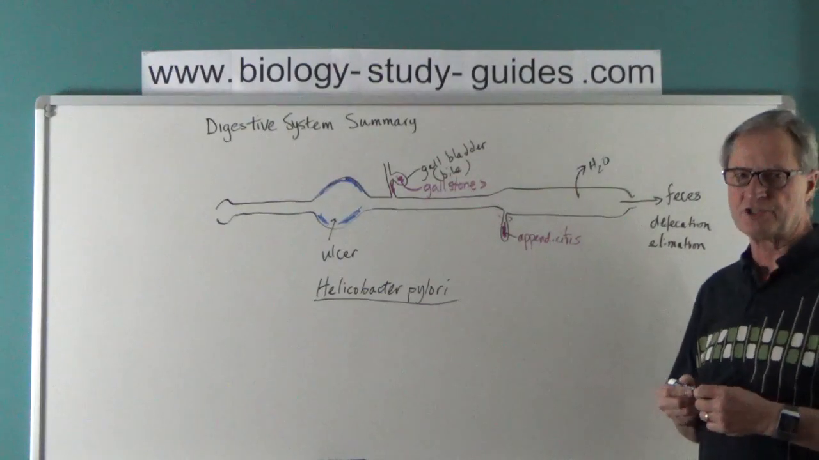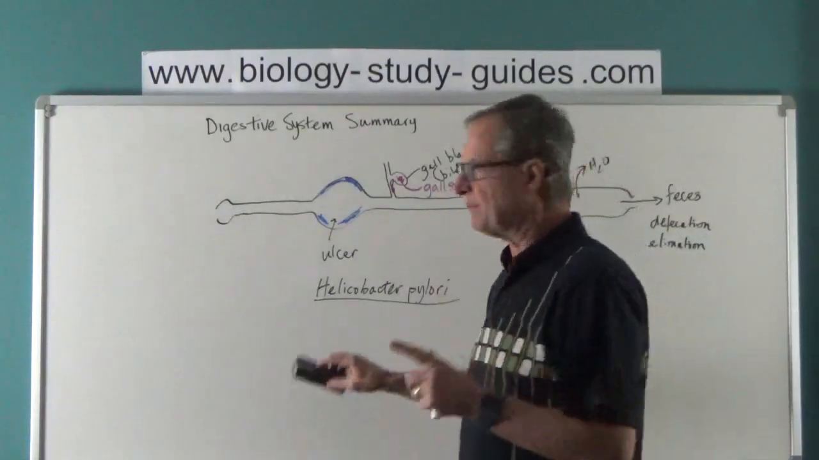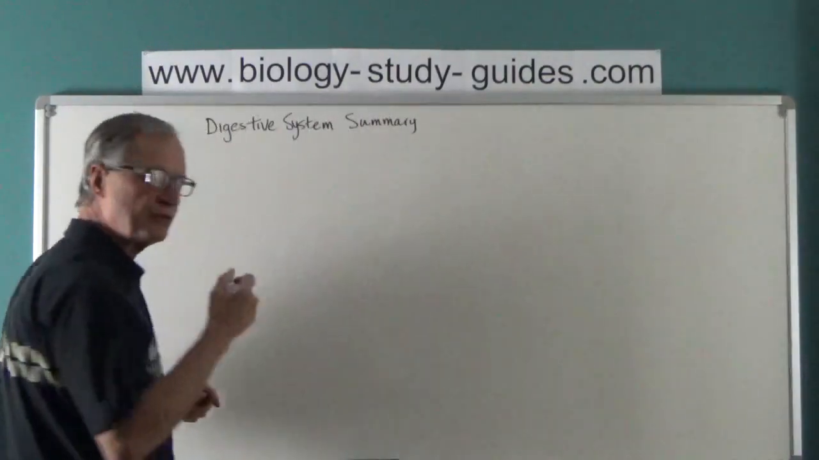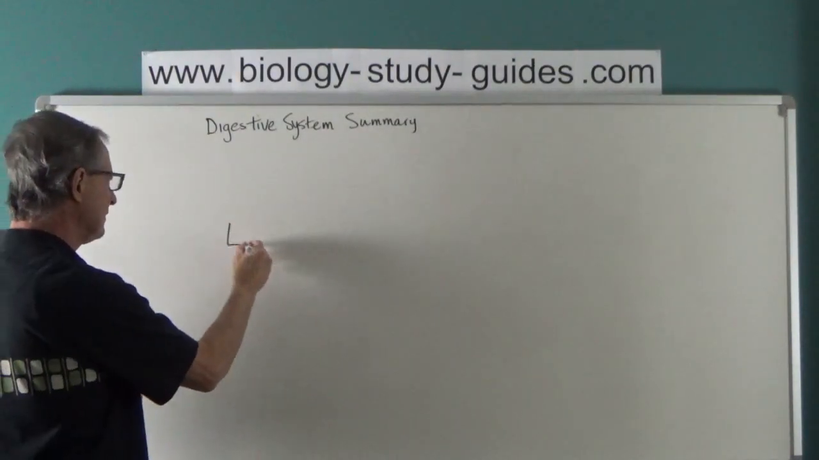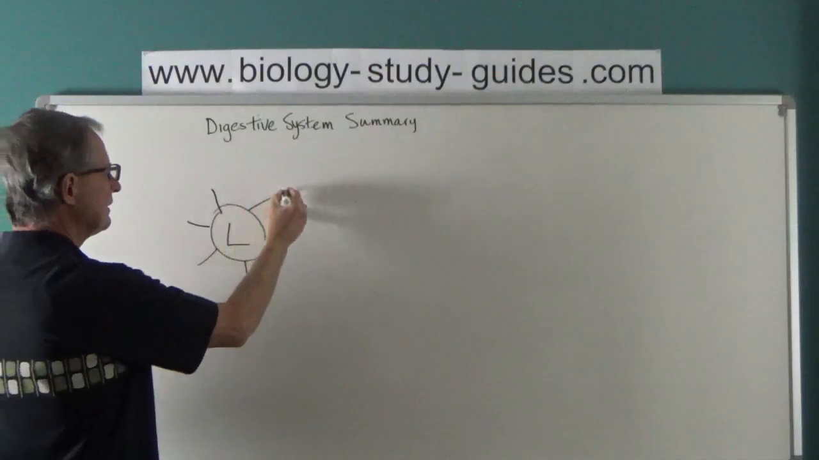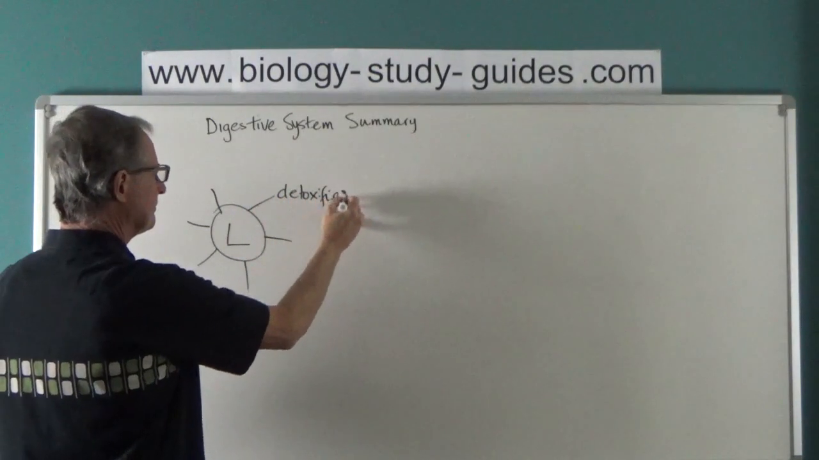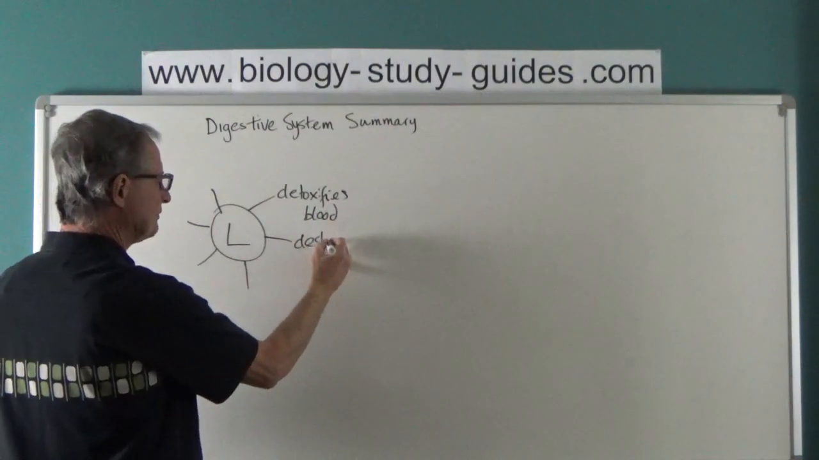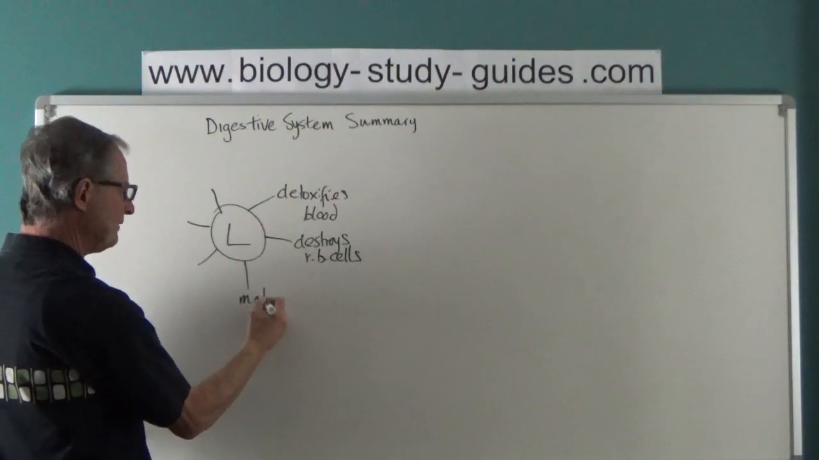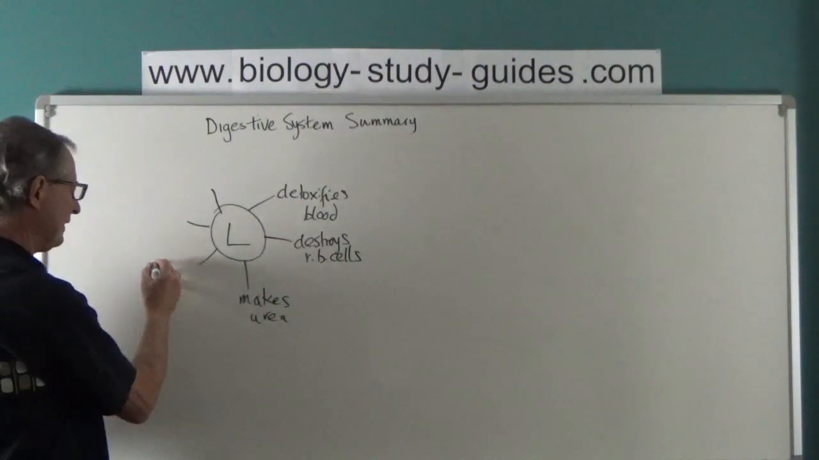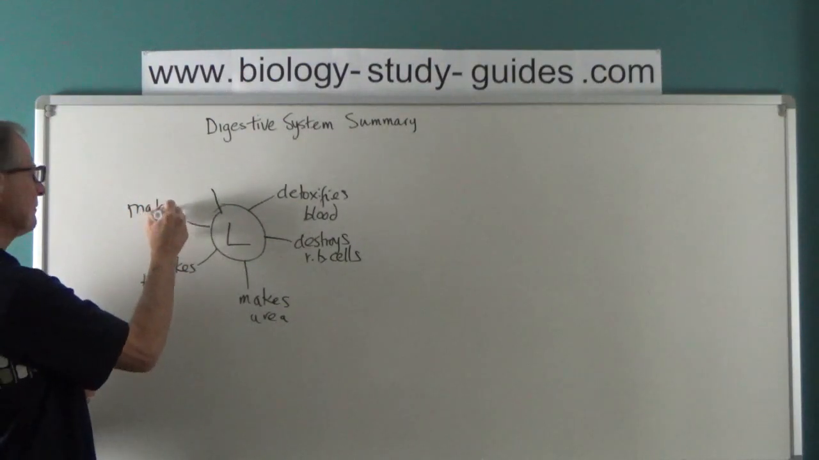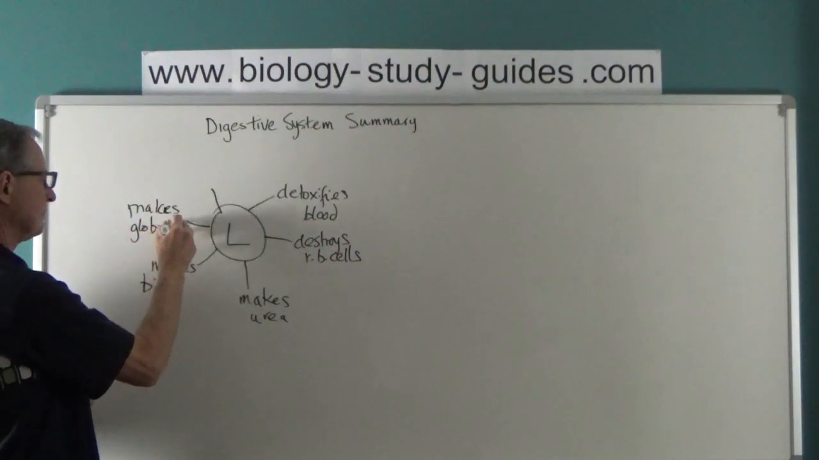Now, before we leave the digestive system, I want to bring your minds back to the liver and the pancreas. I said we'd touch on that before we leave it. Both of these accessory organs have 6 functions. I'll put an L for liver. The liver has 6 functions. It detoxifies blood. Destroys red blood cells, dead red blood cells. It makes urea, makes bile, it makes globulins, and it stores glucose.